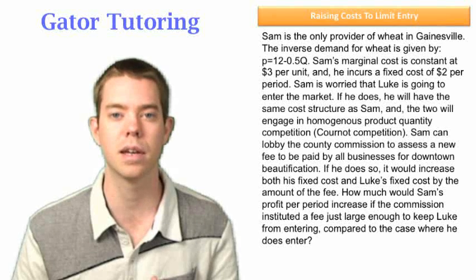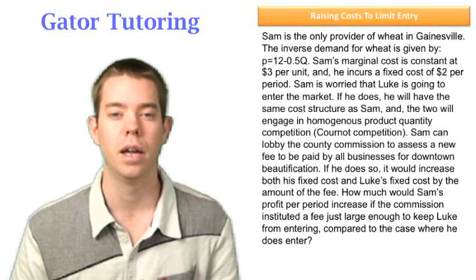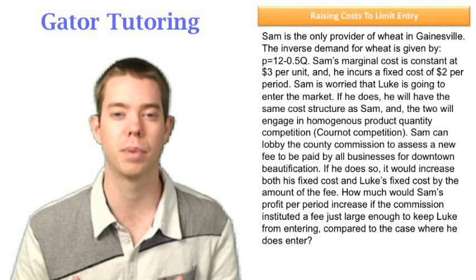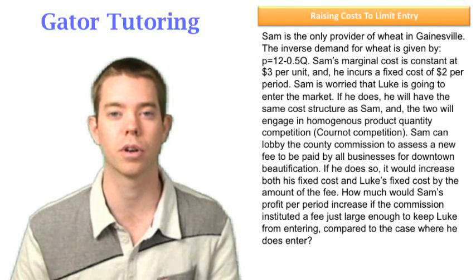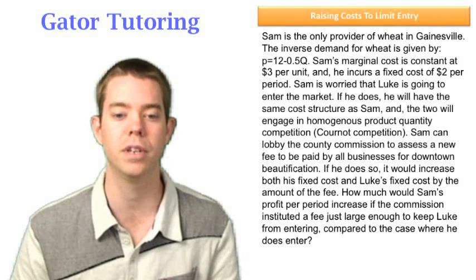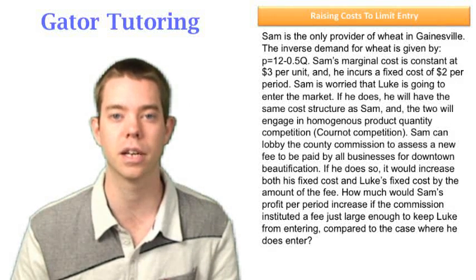It says that Sam can lobby and basically raise each of their fixed costs by some amount, by the same amount. And we want to assume that he'd be able to lobby and raise fixed costs by just enough to keep Luke out of the market. And it's saying how much would Sam's profit per period increase if the commission instituted a fee just large enough to keep Luke from entering, compared to the case where he does enter.